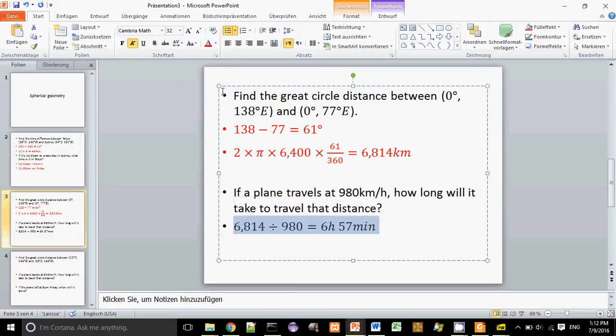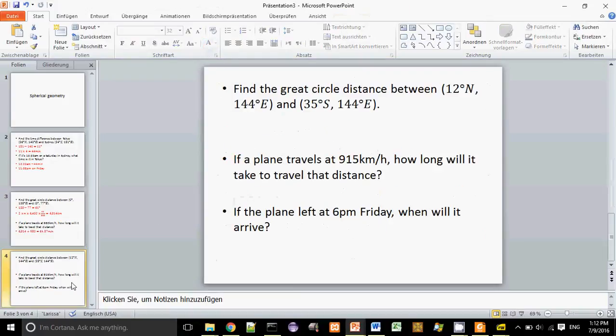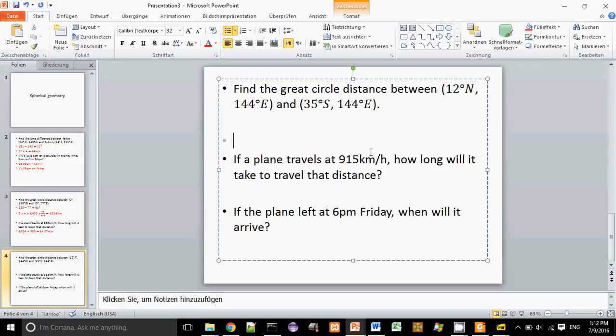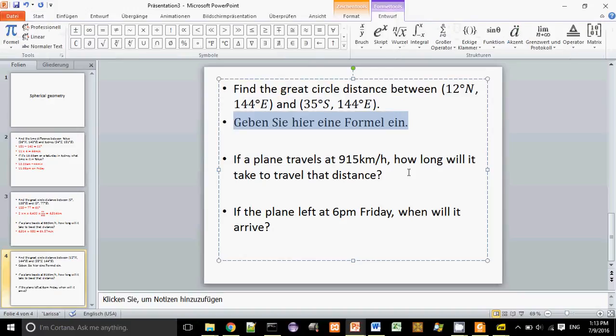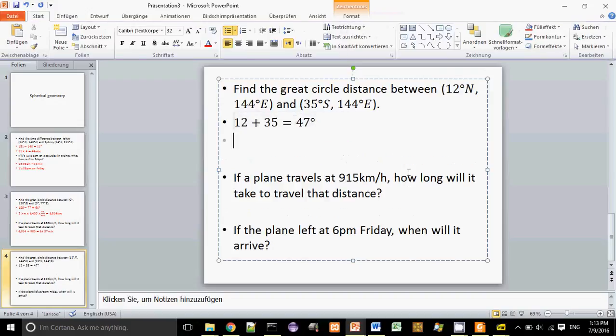I think there's only one more question I made. Find the great circle distance between these two places. This time notice that I've made the longitude the same, so they're both north and south of each other. This one's 12 north, that's 35 south. So we need to find the distance. This time we actually add because they're opposites. So that's 47 degrees. That's the angular distance. Notice that there'll be no time difference because they're north and south of each other.